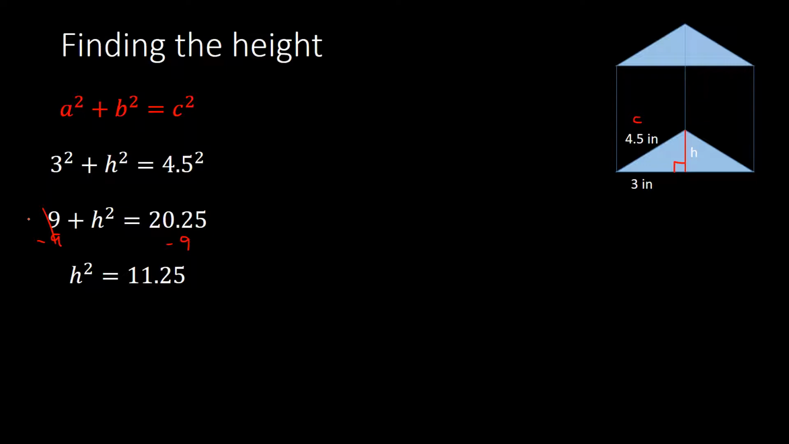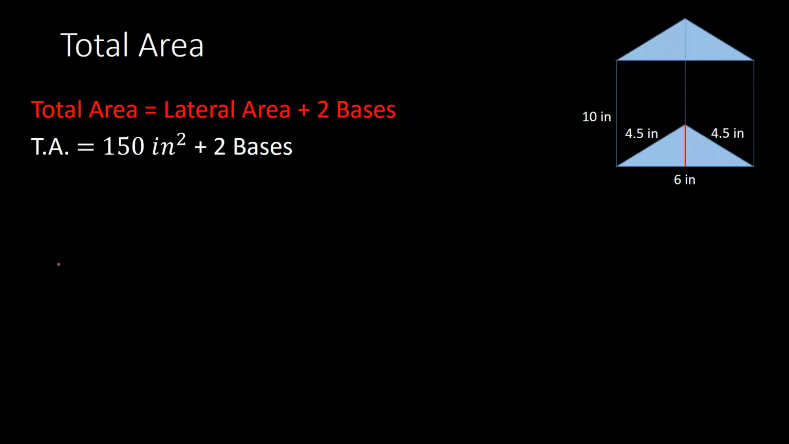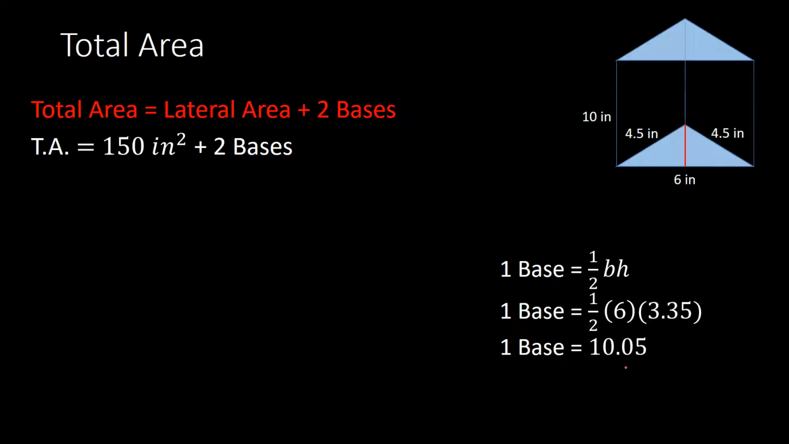And then from here, I can solve for h by taking the square root of both sides. When I take the square root of a square, that will cancel. I'm left with h equals 3.35 inches. So I found the height, so now I can find the area of that triangle by plugging in the height of 3.35, the base we said was 6, and then multiply those together. I get 10.05. But there are two bases, so I need to multiply that by 2 to give me 20.10 square inches.